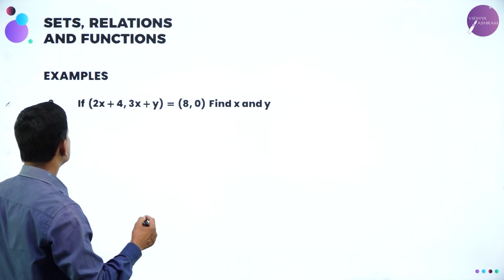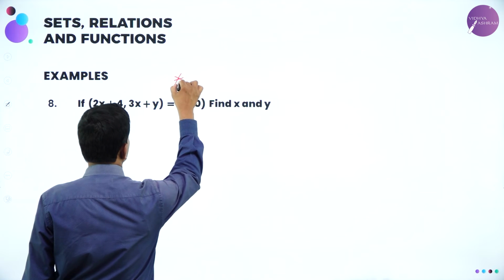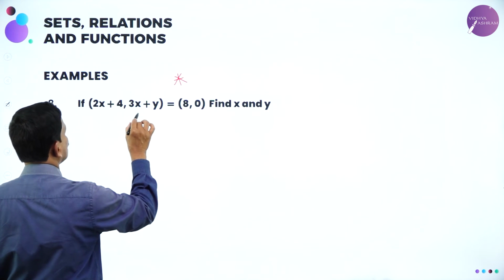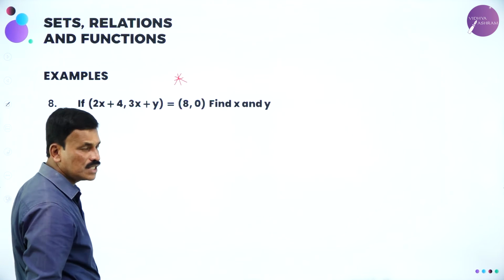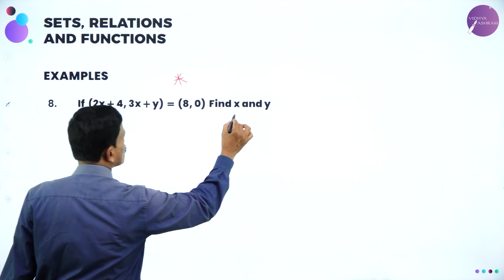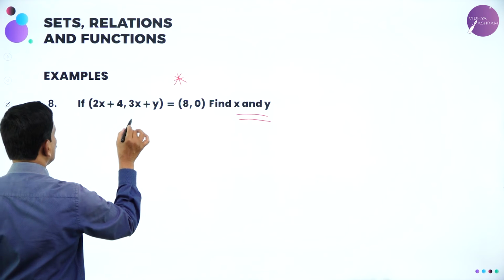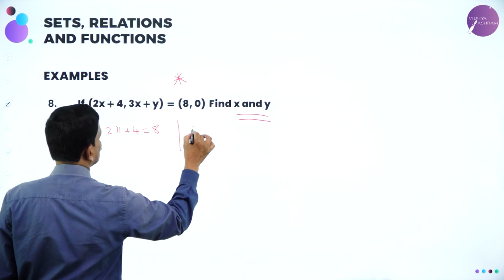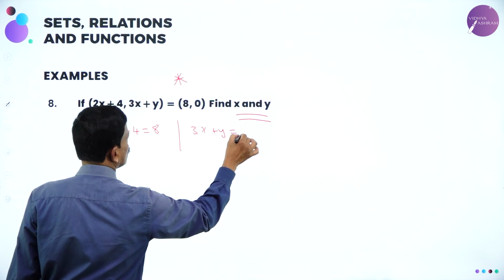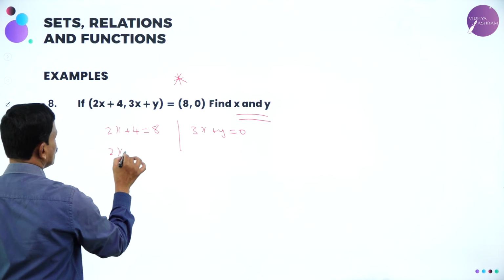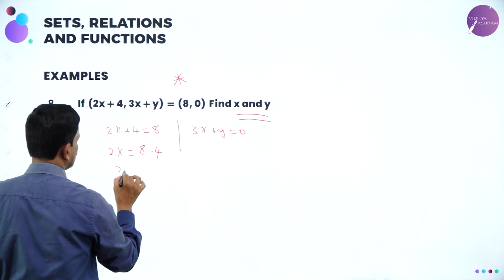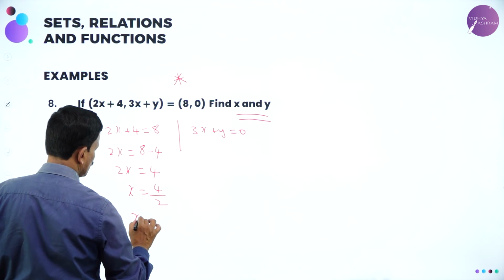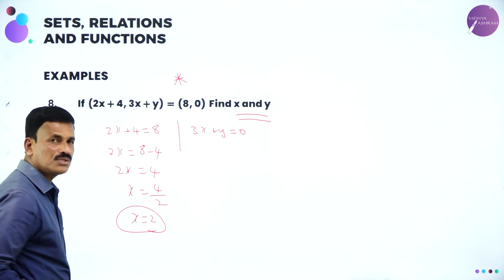Now let us come to this type of problem, very important for 2 marks. If (2x + 4, 3x + y) = (8, 0), find the values of x and y. So by equality of ordered pairs, you can equate this. 2x + 4 = 8 and 3x + y = 0. So from this you can write 2x = 8 - 4, 2x = 4, x = 4/2 = 2. x = 2.